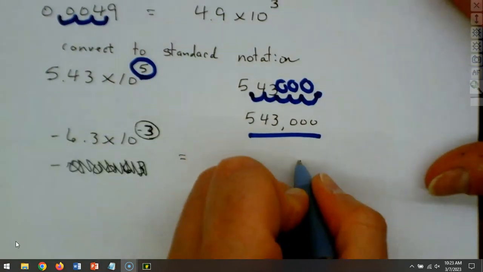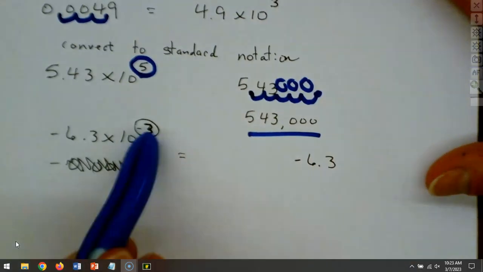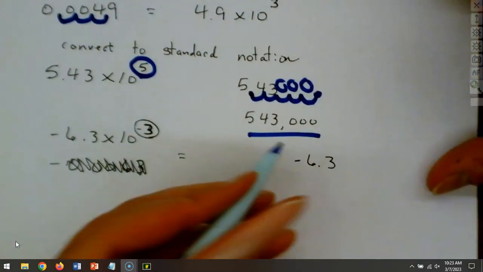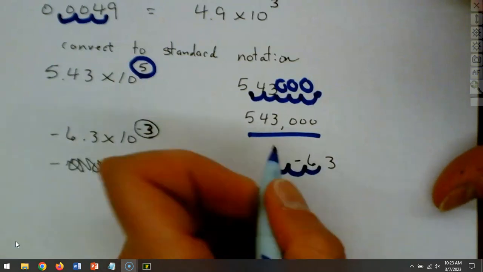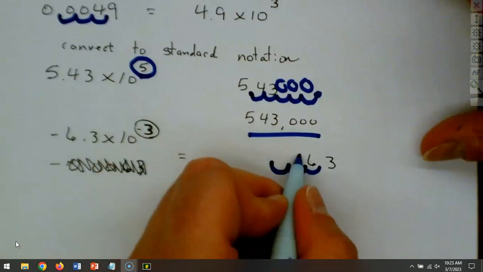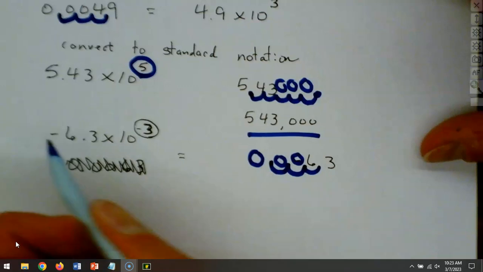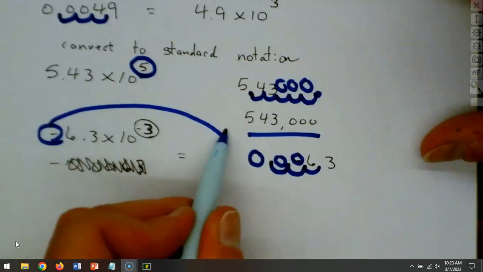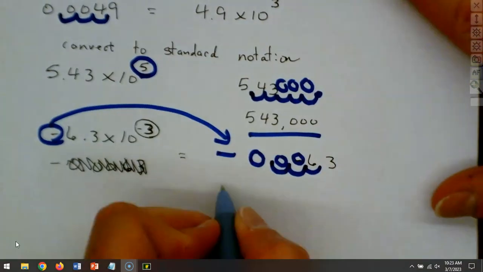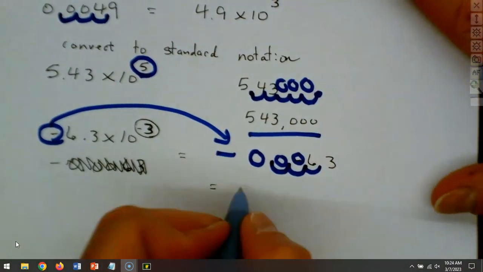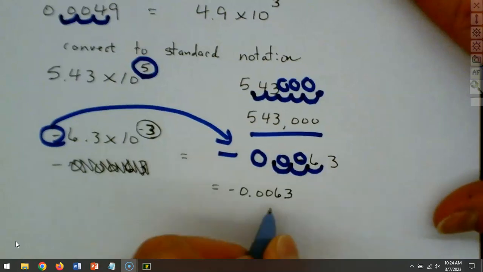And so we have a minus 6.3 here. Now, how many places do we have to move? We have to move 3. So we're going to go 1, 2, 3 places. We've still got our 0. I always like to begin with the 0 out front, and don't forget about the negative, because the negative just comes along with it. So in terms of standard notation, that would then be a minus 0.0063.